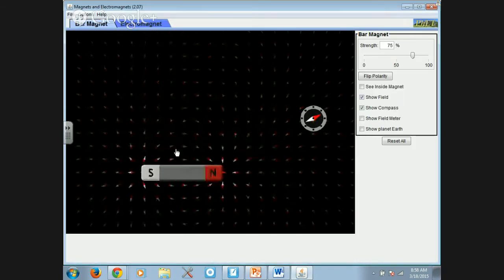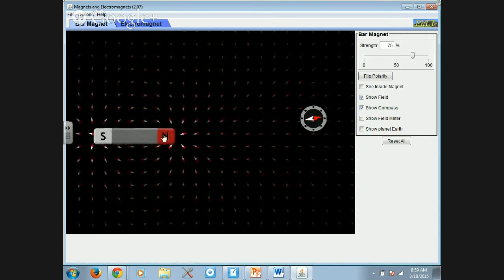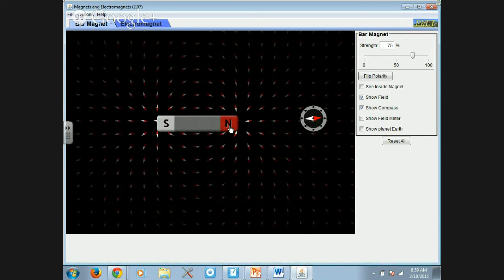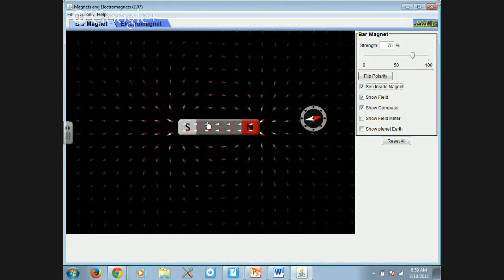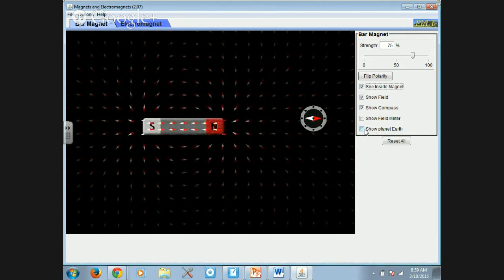Here is a bar magnet, and we can see the field lines. We can see the domains, and we can play around with it. Notice how they change. Remember we talked about magnetism is when those domains are lined up. And if they're a hot mess, if they're pointed in all different directions, you're not going to see magnetism. Now, if I click on here, show inside the magnet is kind of a neat thing. Look at that. You can see how they're flowing. Remember that we said that it's going to flow north to south.